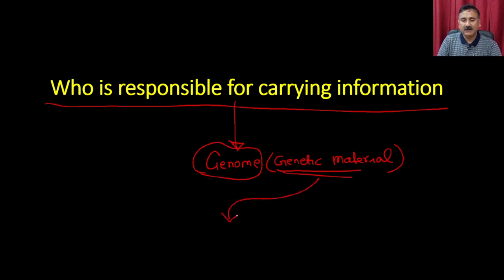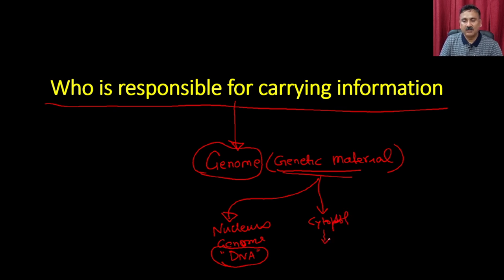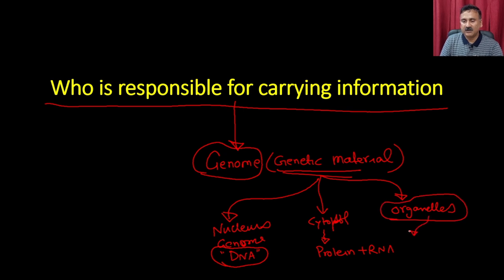One is, in a cell, it can be the nucleus, or I will say the genome, or I will say DNA, because we know that the nucleus contains the genome, which is made up of the DNA. The second possibility is the cytosol, right? And cytosol mainly contains protein plus RNA, right? So RNA is also present in cytosol. Then you also have the membrane bound organelles. Membrane bound organelles are also made up of protein, RNA, and lipids, right? Because the membrane has lipids, right?